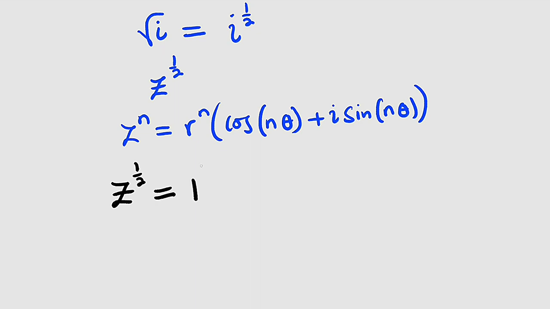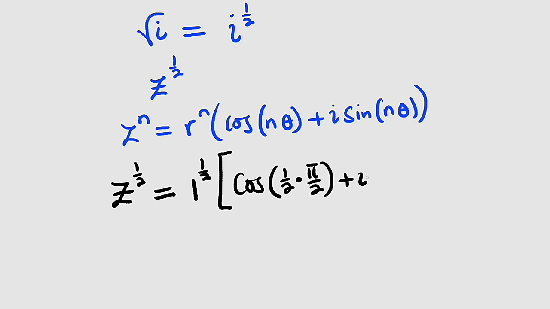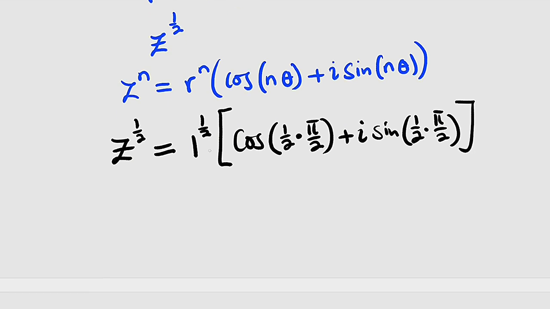This is equal to 1 to the power of 1 over 2, then multiplied by cosine of what? n is 1 over 2, and our angle is pi divided by 2, plus i sine of n, 1 over 2, multiplied by theta, which is pi divided by 2. 1 to the power of half is still 1, so we don't have to do anything. This is equal to cosine of pi divided by 4, then plus i sine of pi divided by 4.